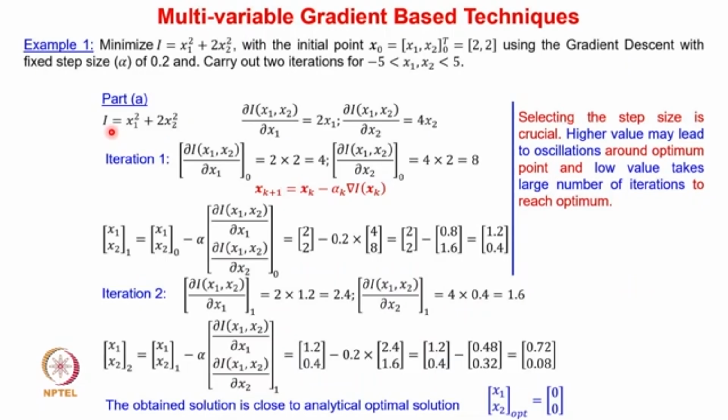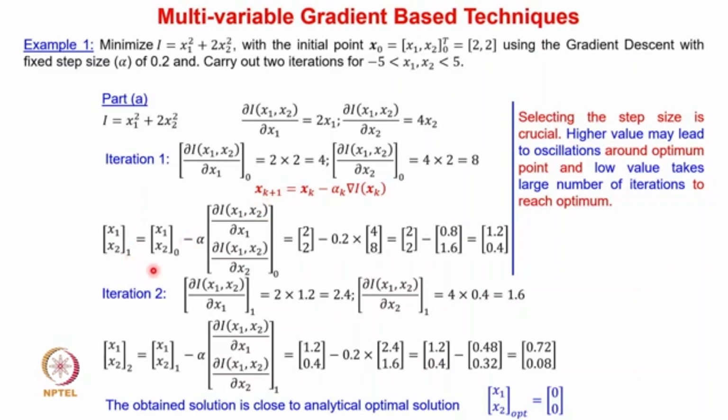We have to find the derivative of this particular function. So ∂I/∂x1 and ∂I/∂x2 come out to be 2x1 and 4x2. I can find ∂I/∂x1 and ∂I/∂x2 at the initial point (2, 2), so we can put these initial values of x1 and x2 here. So ∂I/∂x1 comes out to be 4 and ∂I/∂x2 comes out to be 8. Then we can put these gradient values in the gradient descent equation: x_{k+1} = x_k - α_k ∇I(x_k). Remember this bold letter is nothing but the vector, isn't it? So it is nothing but (x1, x2) at the first iteration.